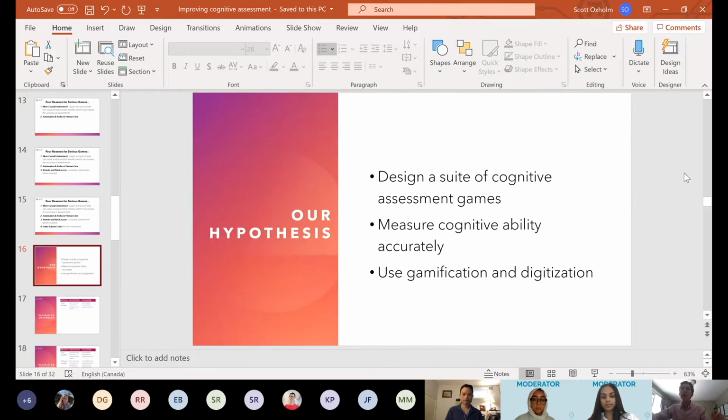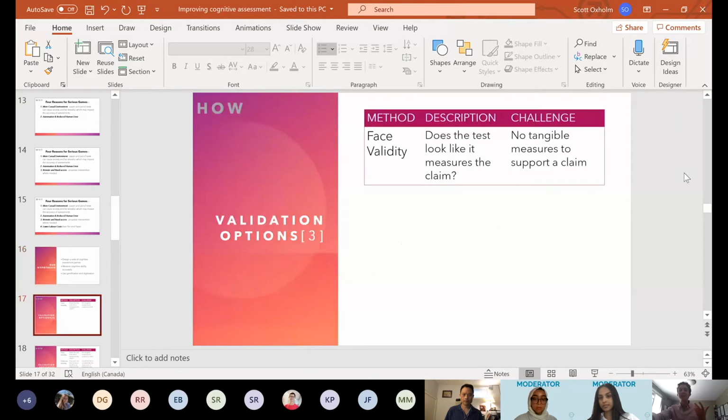So now that we've talked about the why, what's our hypothesis? Well, we believe that it was possible to achieve the following: design a suite of games of cognitive assessment, measure cognitive ability accurately using those games, and utilize the benefits of gamification and digitization within those 2 previous points. So how do we validate whether or not we're measuring cognitive ability properly? So what if we use face validity? So does the test look like it's measuring the claim? Well, this isn't nearly tangible enough for a research paper. It's not even tangible enough for this presentation. So what are some other options?